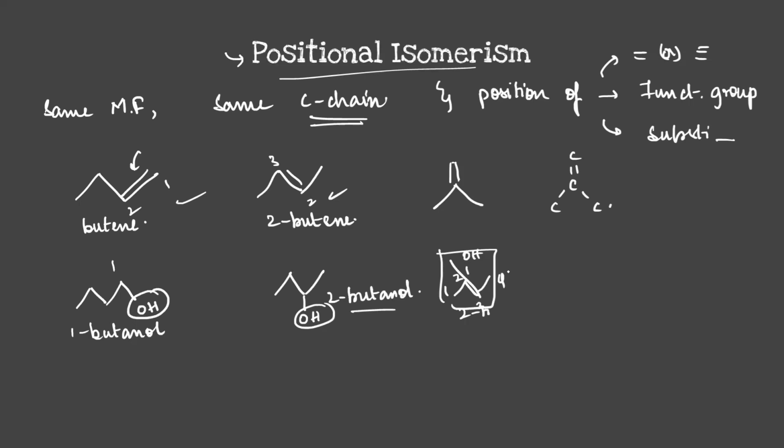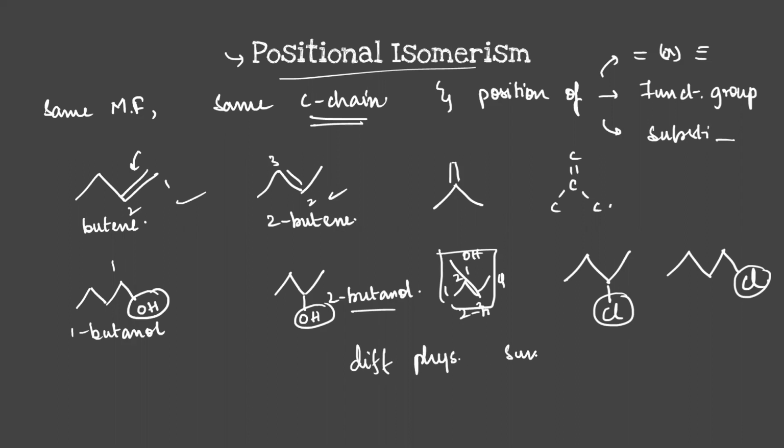Now, let's see the case of substituents. So you have 2-chlorobutane and 1-chlorobutane. So even substituents result in positional isomerism. So this is positional isomerism. Positional isomers have different physical properties, but they have the same chemical properties.